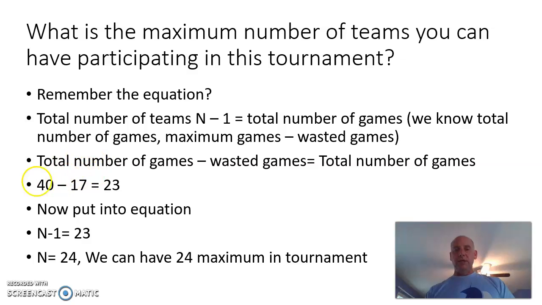Okay? So we have our total maximum number of games is 40. Wasted games, which we just figured out, was 17. 40 minus 17 gives us 23. Now we throw it back into the equation. N minus 1 equals total number of games. We know we have the 1 and we have the total number of games. Now we can figure out the N. In simple math, what number minus 1 equals 23? Well, N equals 24. So we can have a maximum of 24 teams in our tournament. Okay? That's great. Now we know how many teams maximum we can have. So we can cut registration off at 24 and we can run our tournament as planned and in the time that we have available with the number of fields that we have available.